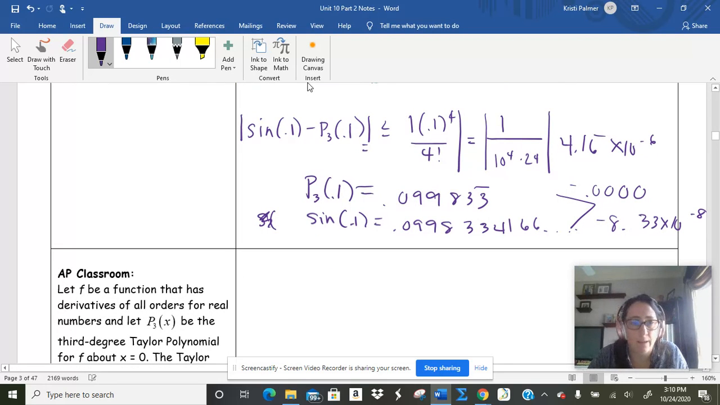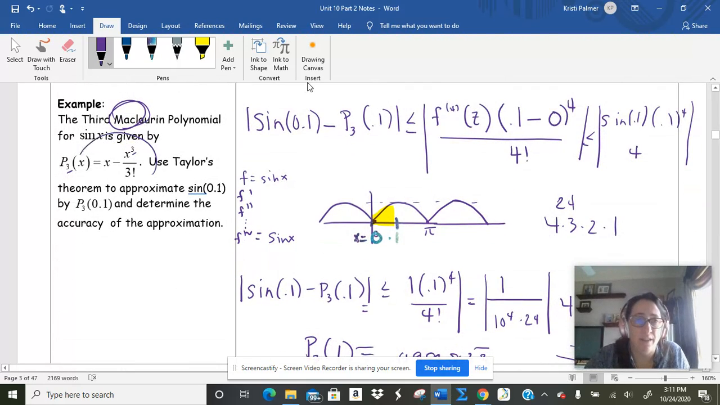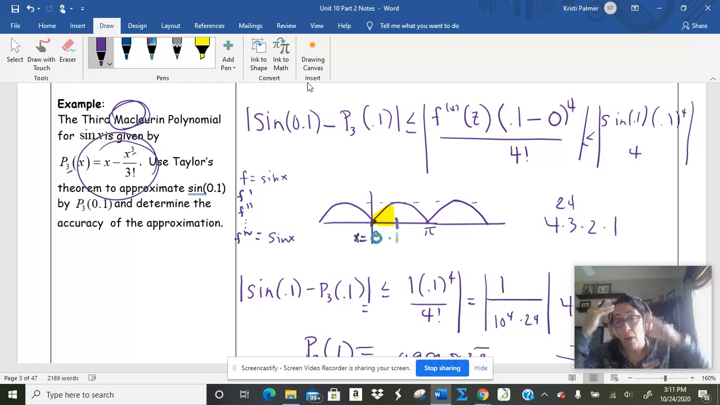Okay? So to me, this is amazing. Like you just got a polynomial and you could approximate what sine of 0.1 is by plugging it into this. This is something you can easily do by hand, and you can approximate sine of 0.1. I mean, it's so cool, you guys, what you can do.